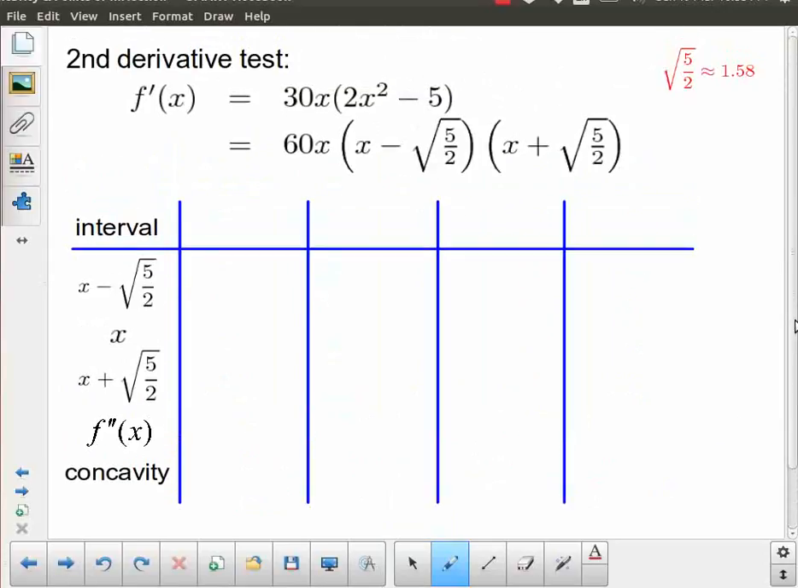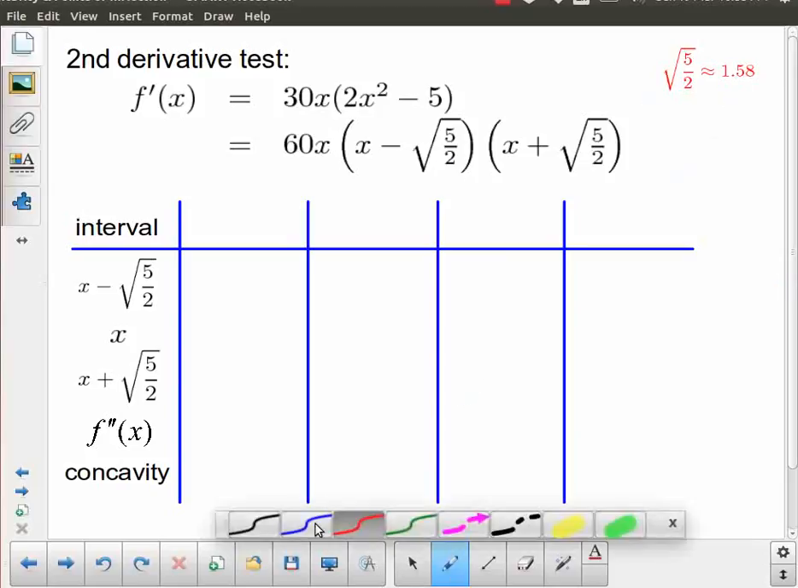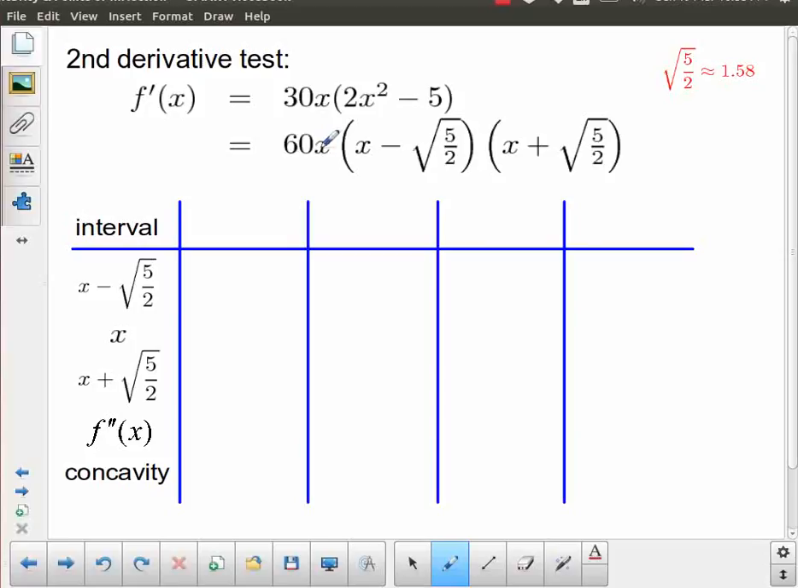The next thing I want to do is look at the second derivative test. And so for the second derivative test, the values we're interested in are 0, positive root 5 over 2, and negative root 5 over 2. Now, just as an aside, I've already calculated this. Square root of 5 over 2 is approximately 1.58. So this one's going to be negative 1.58, then 0, then 1.58. And of course, you could write that as, actually, maybe more properly here.